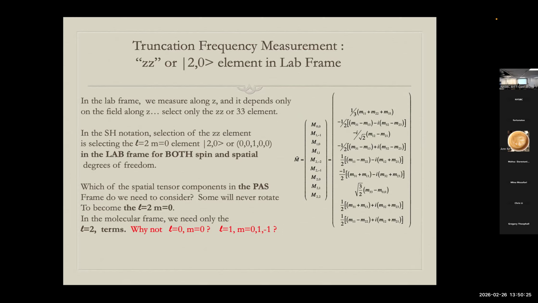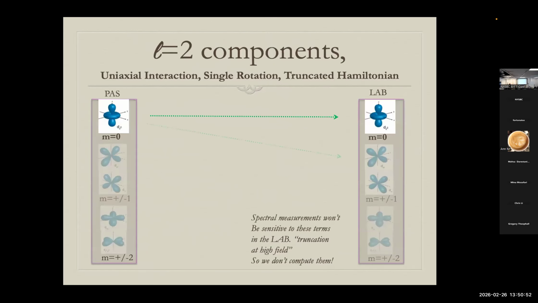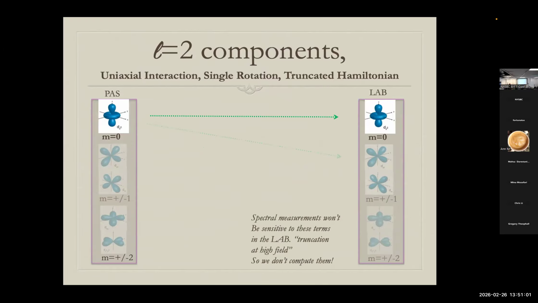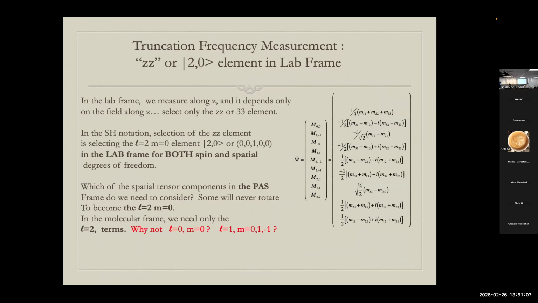How about in the PAS? Well, it has to have L equals 2, or it will never end up in the lab frame as being the 2, 0. That's one thing. Obviously, only the L equals 2. And if it's uniaxial, you only need the L equals 2, M equals 0. Let's go back there. Do we have already a picture of that? In the PAS, we also may only need the L equals 2, M equals 0. So for many problems, there's only one calculation. That's why people love their uniaxial approximation so much.